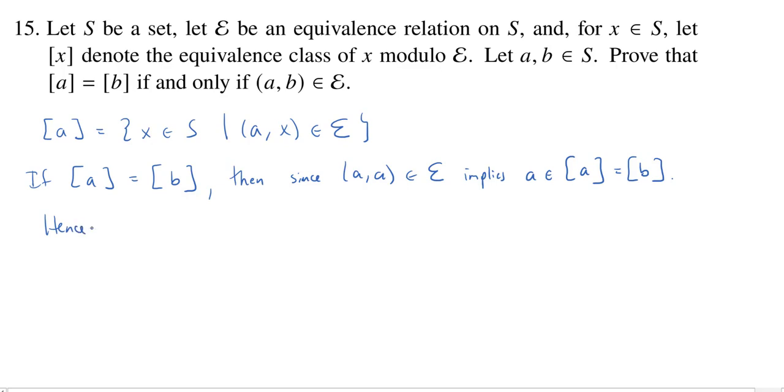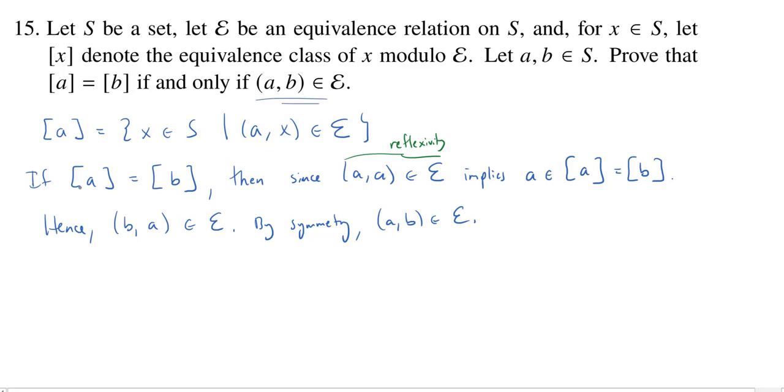Hence, what does it mean for little a to be in the class of B? It means that, to be in the class of B, you would need that (B, A) is an element of E. But of course, E is an equivalence relation, so we have symmetry. By the way, up here we might have noted this is reflexivity. By symmetry, (A, B) is an element of E. And that's actually what we were trying to show in that first direction. So if A and B give you the same equivalence class, then (A, B) is in the equivalence relation.